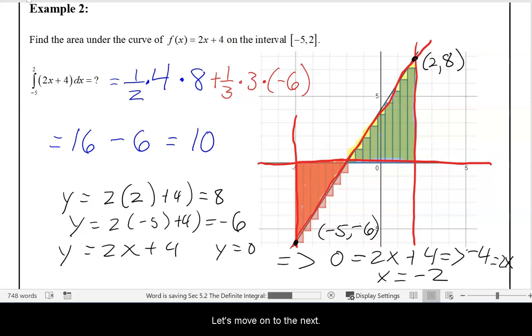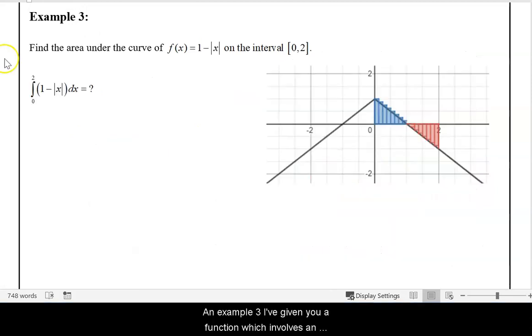Let's move on to the next. In example 3, I've given you a function which involves an absolute value. It has been reflected vertically because there's a negative outside the absolute value, and shifted up 1 because there's a +1 also outside the absolute value. This gives us the graph that you see here on the right.